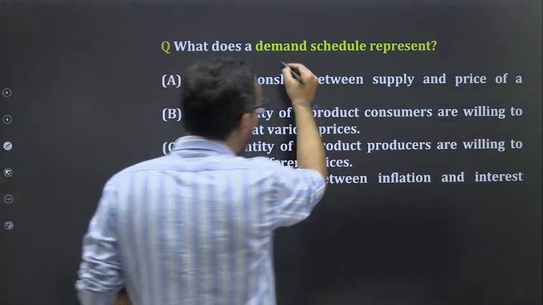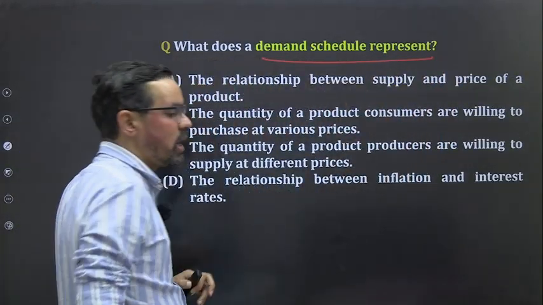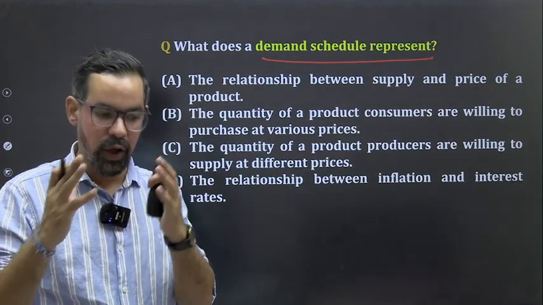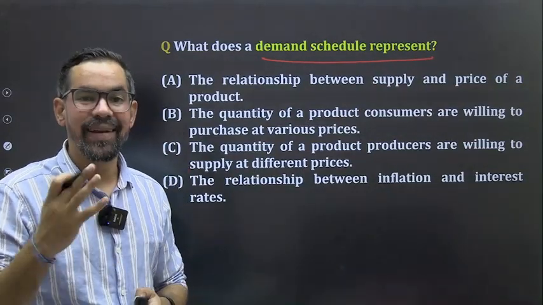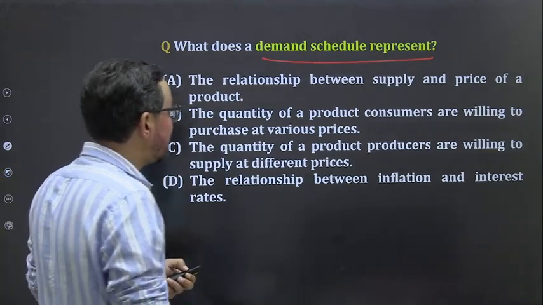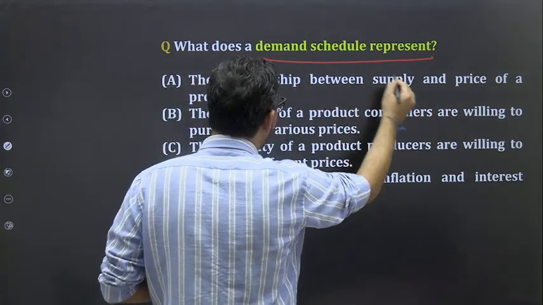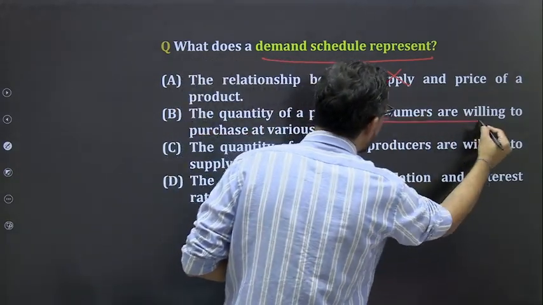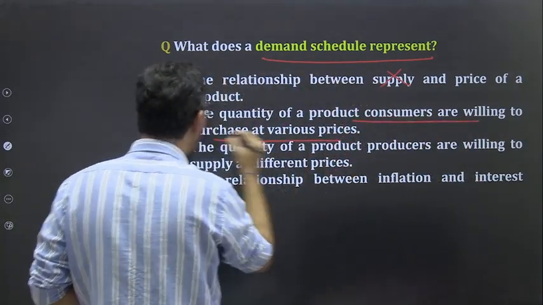What does a demand schedule represent? It is with the prospectus of the customers. So at different price level, the quantity demanded by the consumers, right? The relationship between supply and price, no, that is the supply curve. The quantity of product consumers are willing to purchase at various prices.